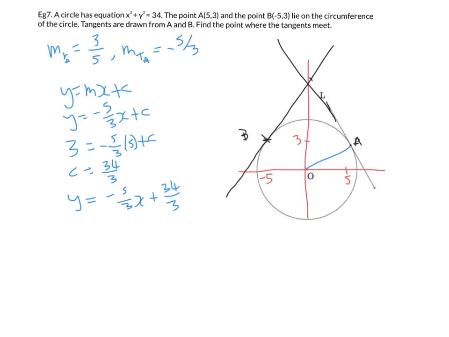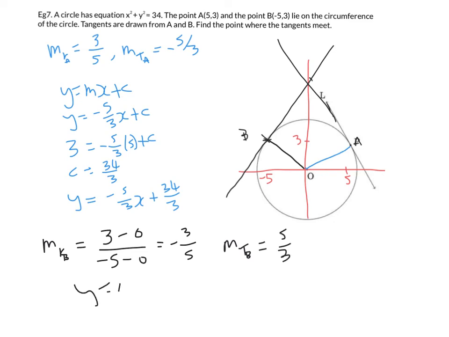Now I could probably tell you the equation of the one at B, but just for thoroughness, I'm going to do it again from scratch for B. So the gradient of the radius at B, that would be this line here. So if we pick the change in the y values, that's 3 minus 0, divided by the change in the x values, which would be -5 minus 0. So we get -3/5. That means the gradient of the tangent at B would be the negative reciprocal, which would be 5/3.